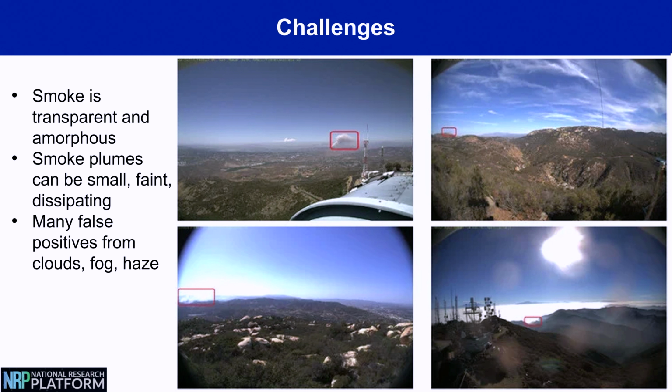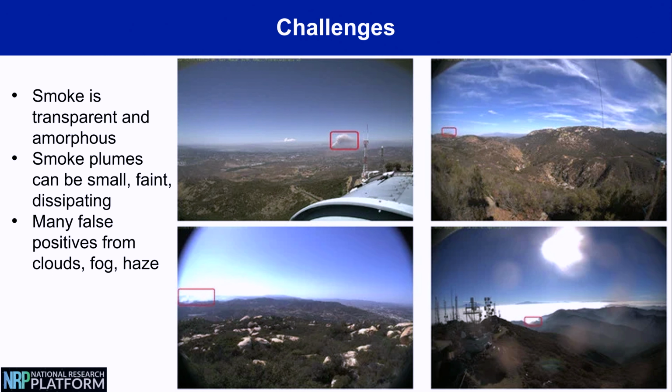Smoke plumes can be very small and faint, especially if you're looking at a scene and the fire is way off in the distance. It can be dissipating. It can move and shift, depending on the wind conditions. And there are many sources of false positives, right? Clouds, especially low clouds, fog, and haze. So we see some of those challenges in these images here.